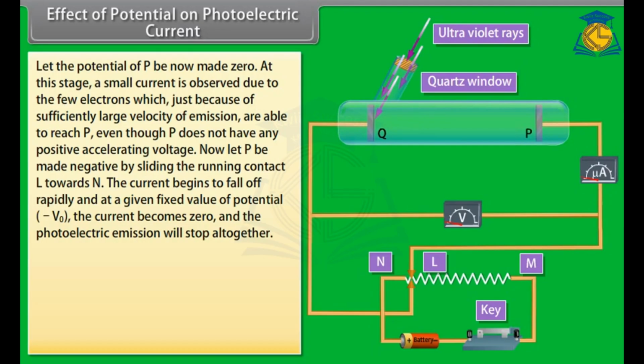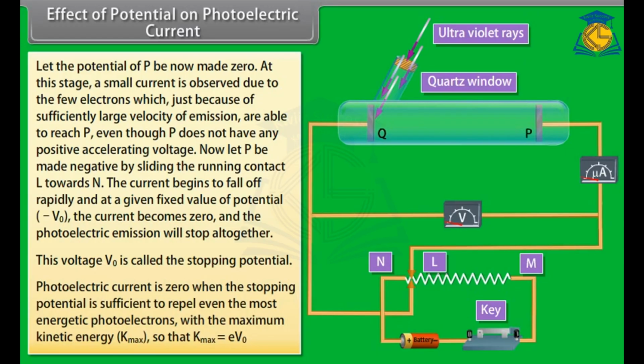Now let P be made negative by sliding the running contact L towards M. The current begins to fall off rapidly, and at a given fixed value of potential, minus V0, the current becomes zero, and the photoelectric emission will stop altogether. This voltage, V0, is called the stopping potential.